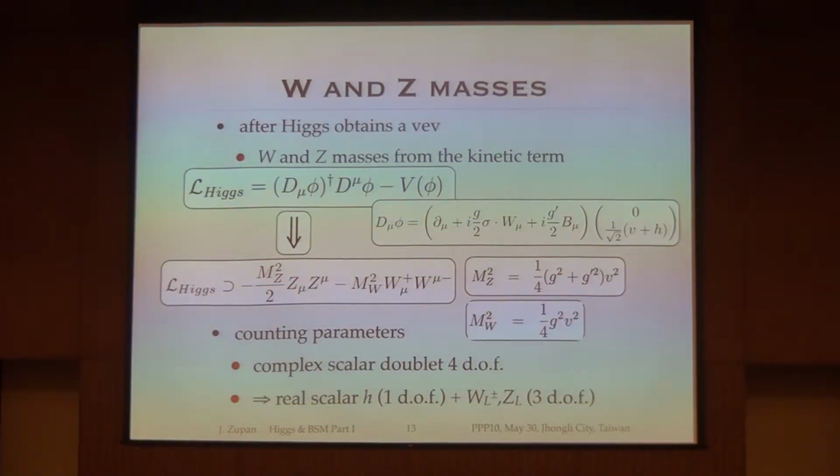Now if you count the degrees of freedom, we start with the complex scalar doublet, so we have 4 degrees of freedom. After symmetry breaking, there is one real scalar, that's the Higgs, that's 1 degree of freedom, and then 3 degrees of freedom went into the longitudinal components of the W and the Z. To start with, the W and the Z were massless, so each of them only has 2 polarizations. Now they're massive, so they have 3 polarizations, the transverse and the longitudinal, and these longitudinal components are these 3 missing degrees of freedom that you get from the Higgs.